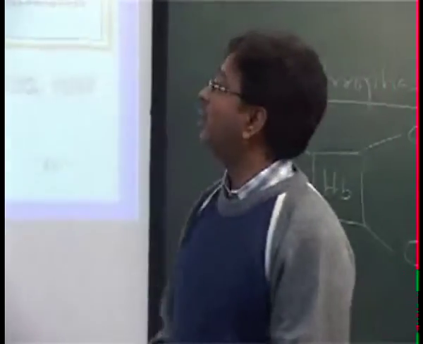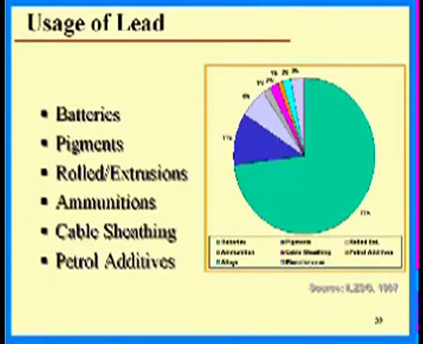You see, largely the lead is in the batteries, a huge amount. Then pigments and things like that, and the cable sheathing I was talking about. This cable probably would have lead. In ammunition, we all know lead is used, as a cable sheathing, and in petrol additives. Petrol additives are a very small quantity here. But the problem with this is particularly serious because this comes to the environment.